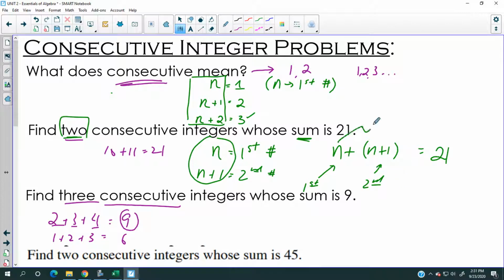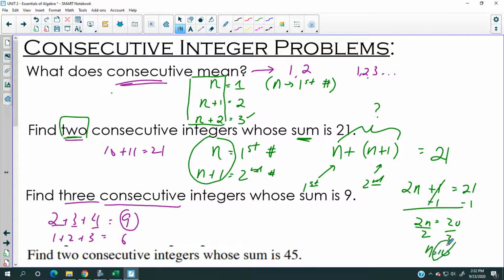So look at this. What topic is this? OMG, this is combining like terms. This is why we have to do this topic in combining like terms. So let's add it. n plus n is 2n, plus 1, equals 21. And then you solve it. Another reason why we have to review two-step equations.